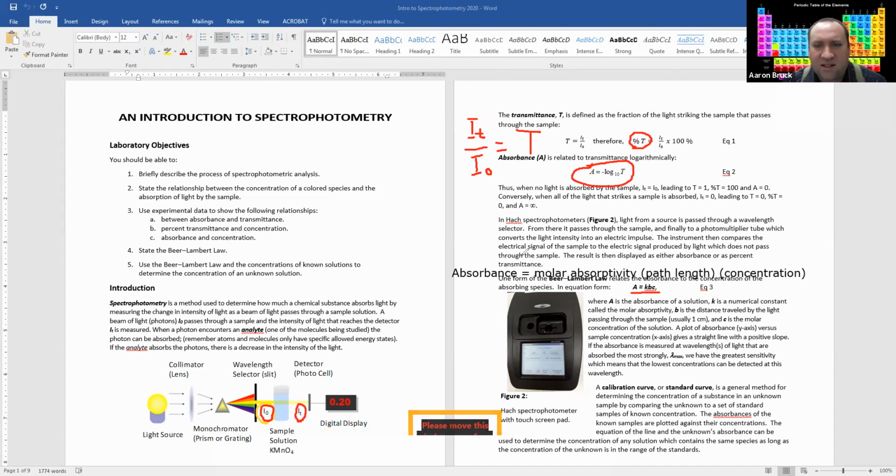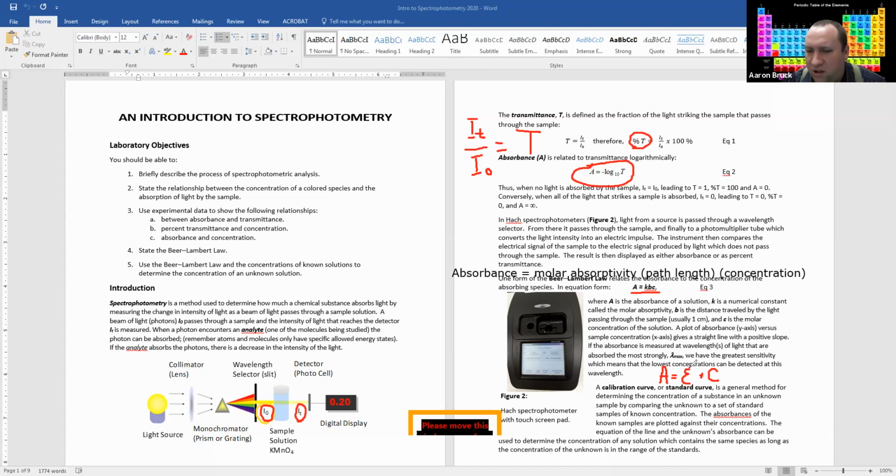So we often see this kind of simplified into absorbance is equal to some sort of constant value. Let's just use epsilon, for example, here, multiplied by the concentration C.